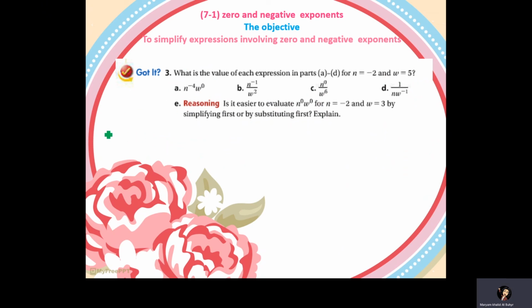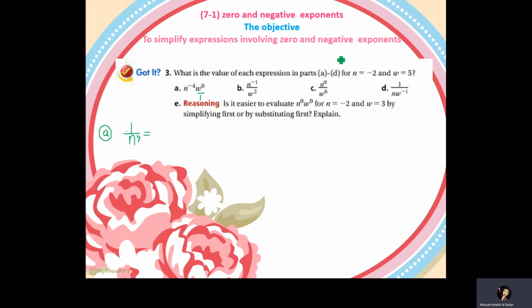So for the first one, A, I will move it down, W to the power 0. So it will be W to the power 0, I know it's 1. Then this one I will move it down. So it will be 1 over n to the power 4.